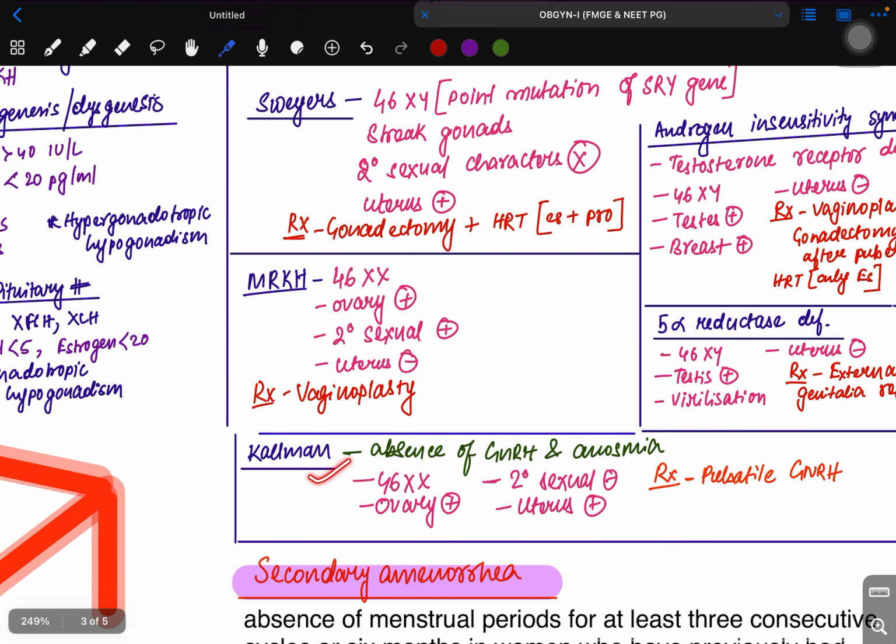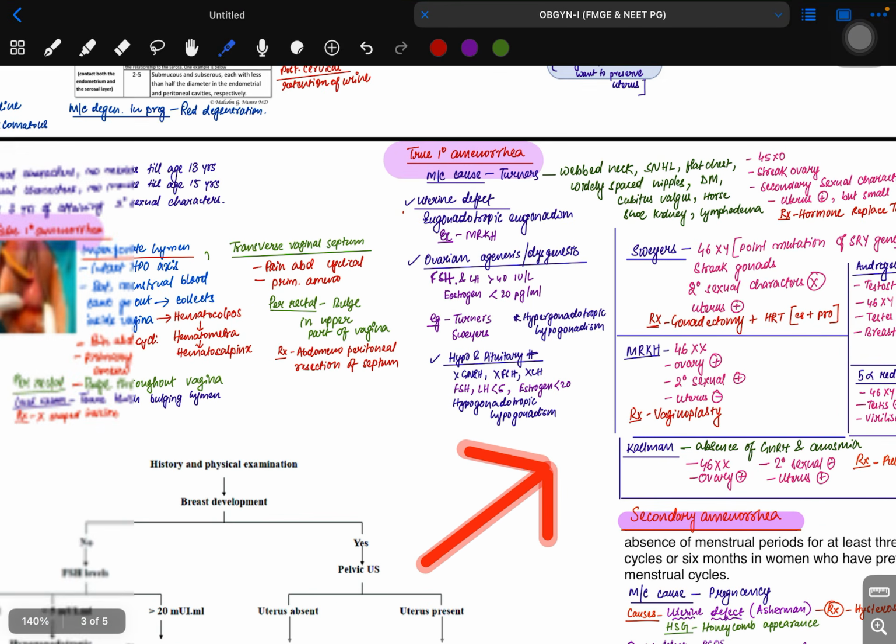In Kallmann syndrome, there is absence of the GnRH and also anosmia is present, like the absence of smell. Also there is 46XX, the ovary is present, secondary sexual characters are absent, and uterus is also present. The treatment is what? Since there is absence of GnRH, we have to give GnRH in a pulsatile manner. So that's the treatment for Kallmann syndrome.